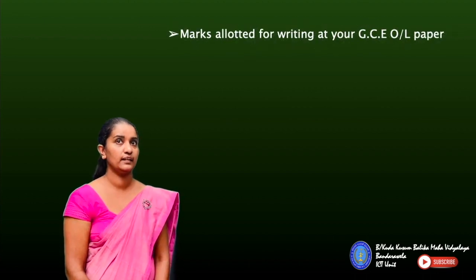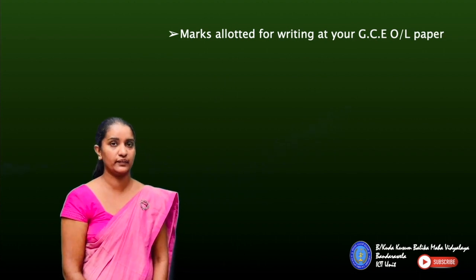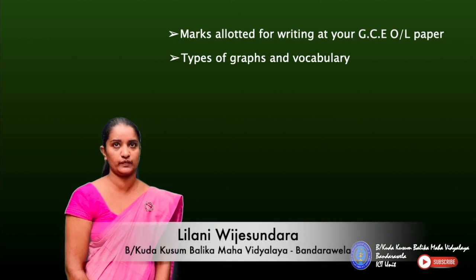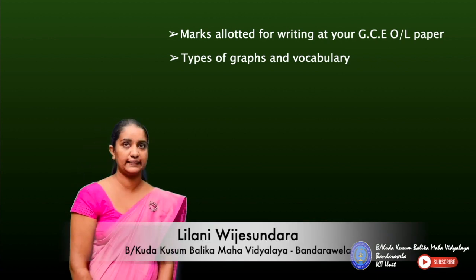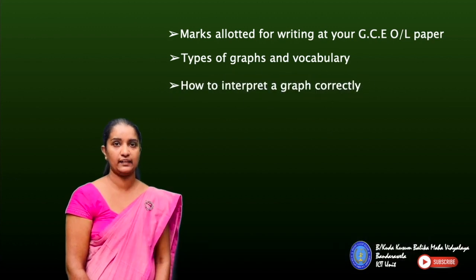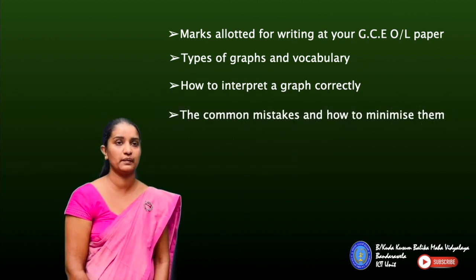This is to minimize the errors you make at your O-level paper, right? So the first area is marks allotted for writing at your GCE O-level paper. My second area is types of graphs and the vocabulary you can use. My third area is how to interpret a graph correctly. And last, I want to discuss the common mistakes and how to minimize them.